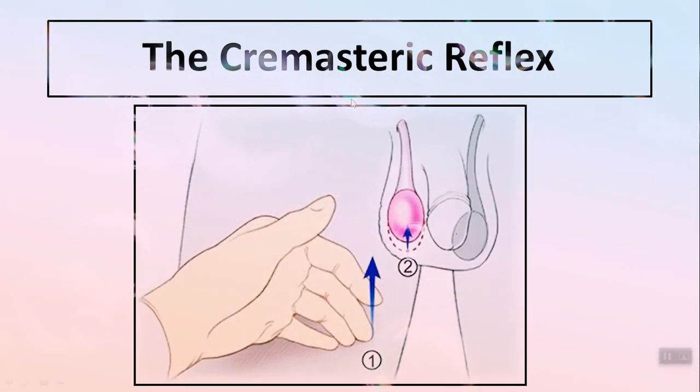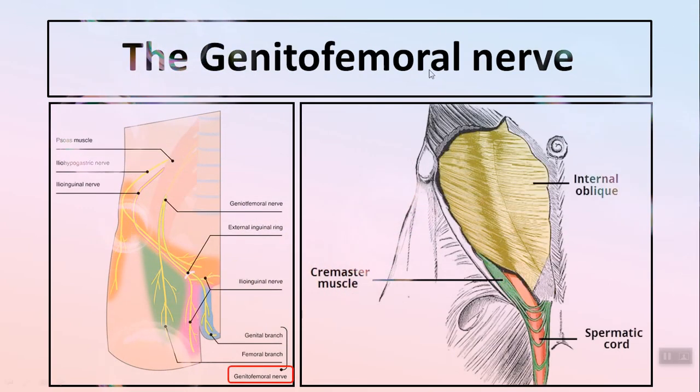Lastly, we have what we call the cremasteric reflex. As the name indicates, it is related to the cremasteric muscle. This reflex occurs when we scratch the medial surface of the thigh. It will lead to elevation of the testis and scrotum upward, يعني reflex, elevation of the testis and the scrotum upward. This is mediated by the genitofemoral nerve.